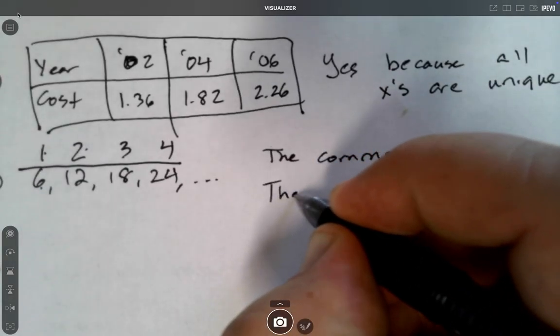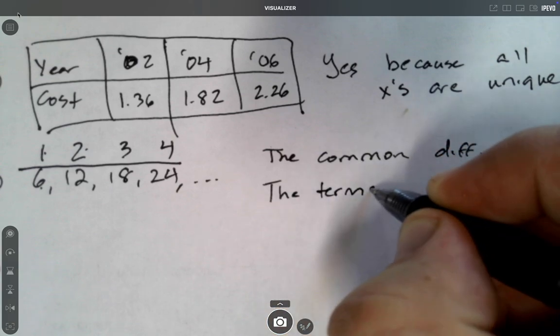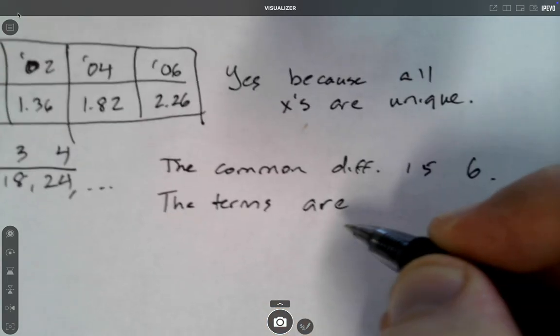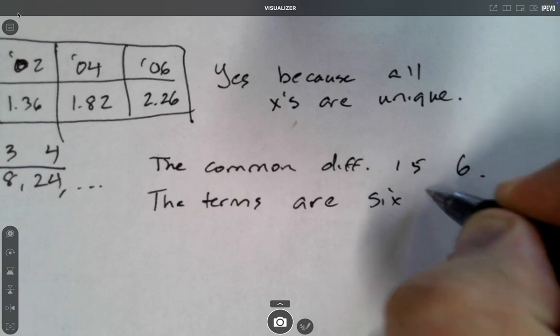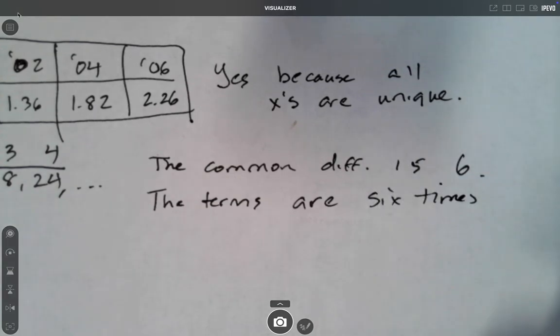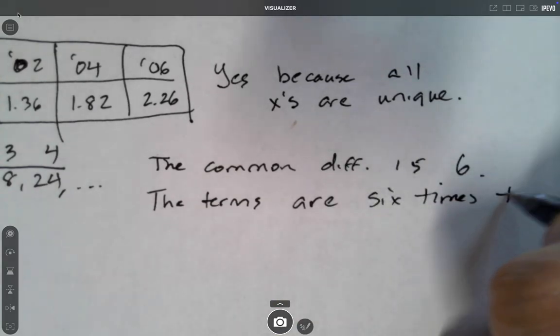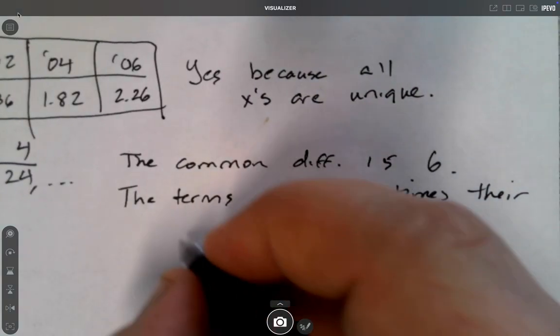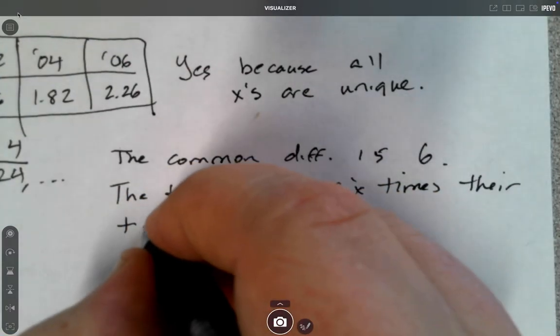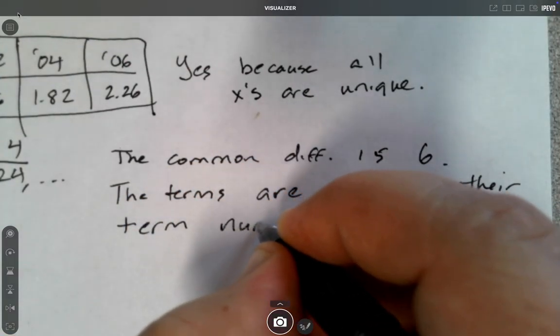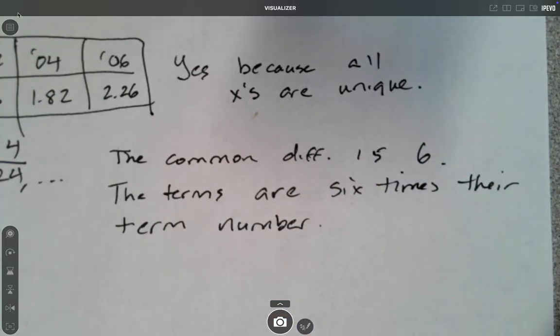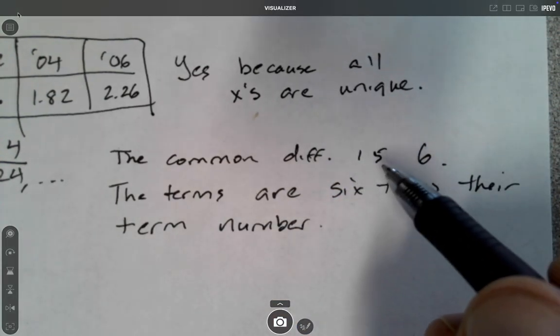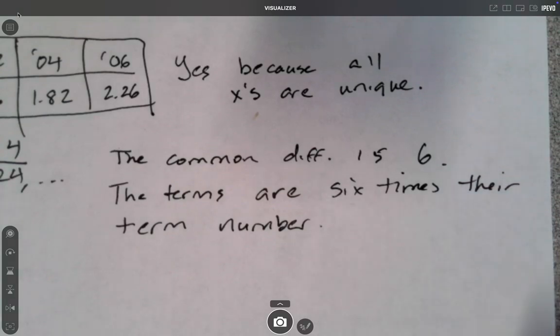So the terms are 6 times the term number. So that's part 1 and part 2, the common difference and how the term relates to the term number.